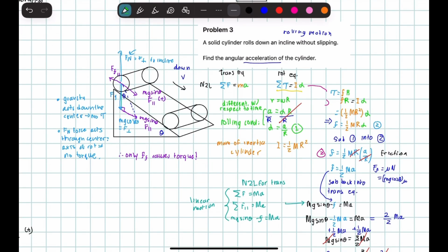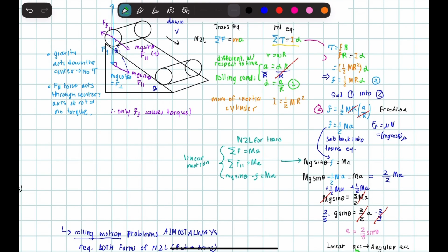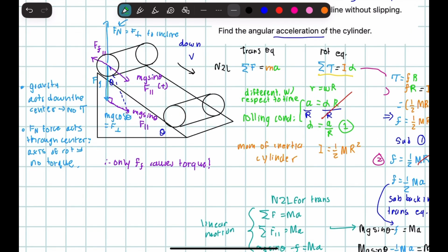Let's actually touch on problem 3 a little bit more. So you might be wondering, how do we get the rolling condition? Well, you just differentiate v equals ωR with respect to time. So then you just get a equals αR, and then you divide both sides by R, and in terms of α, you just get acceleration divided by R.